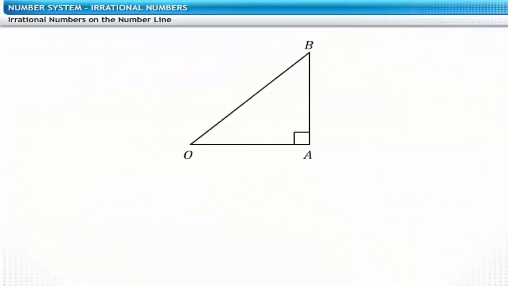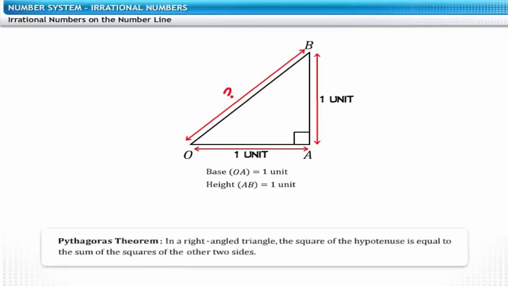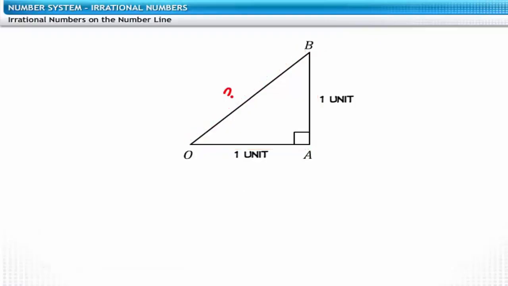Consider a right-angled triangle OAB. Its base OA and height AB are 1 unit each. Here we need to find the hypotenuse OB. Recall the Pythagoras theorem, which states that in a right-angled triangle, the square of the hypotenuse is equal to the sum of the squares of the other two sides. Applying this theorem to triangle OAB, we get this equation. On substituting the values of OA and AB, we get OB squared is equal to 2. Therefore, OB is equal to the square root of 2.